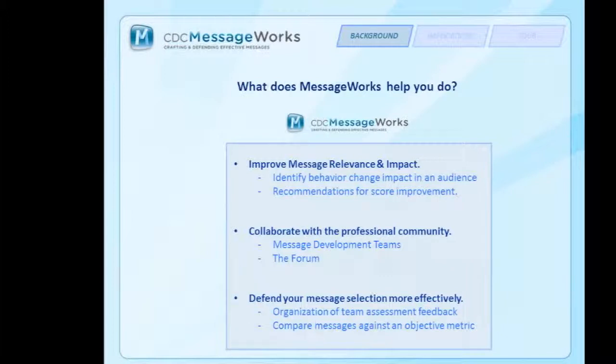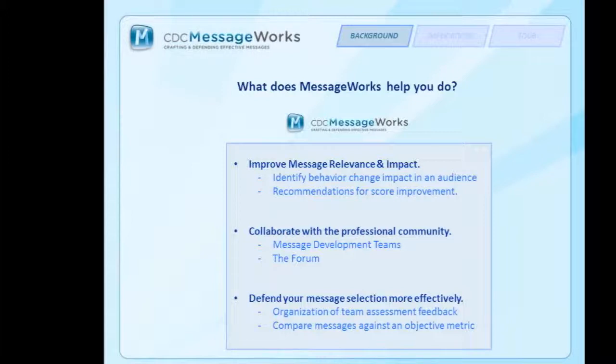The three main things that MessageWorks was designed to do, and again, I cannot take credit for any of these. As I said, I only provided the little engine, and the ORISE team, along with the CDC team, is responsible for creating these three objectives and making sure that we deliver on them. I would like you to remember three words: improve, collaborate, and defend. And let me talk about each one in a little more detail.